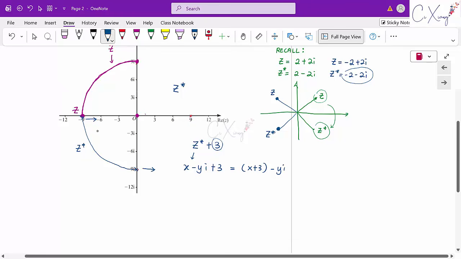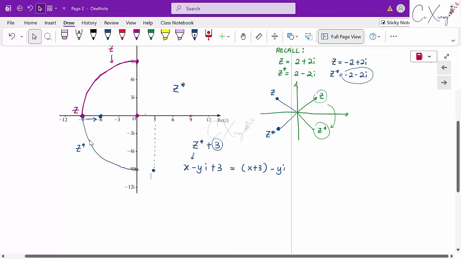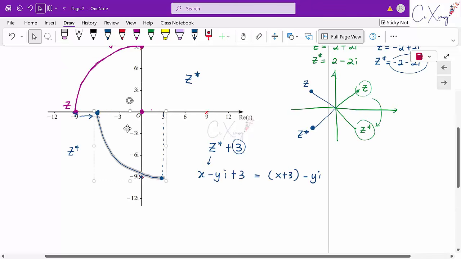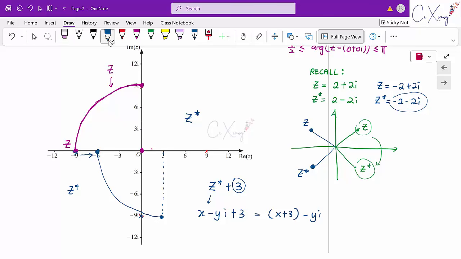Therefore, this negative 9 here becomes negative 6, and this 0 here I have to move to the point of positive 3. If I label a bit, my point will be somewhere here. Then this particular curve I need to shift 3 units to the right-hand side. So my diagram will look something like this, and therefore this is our z conjugate plus 3.